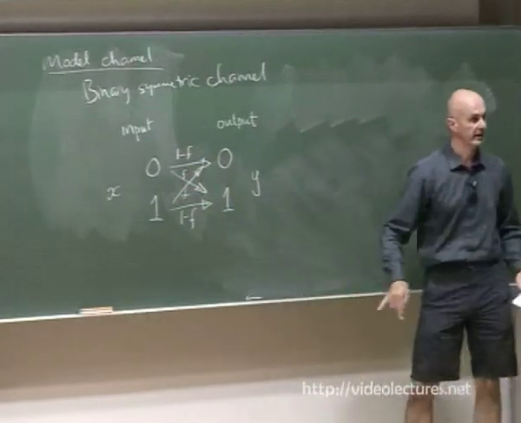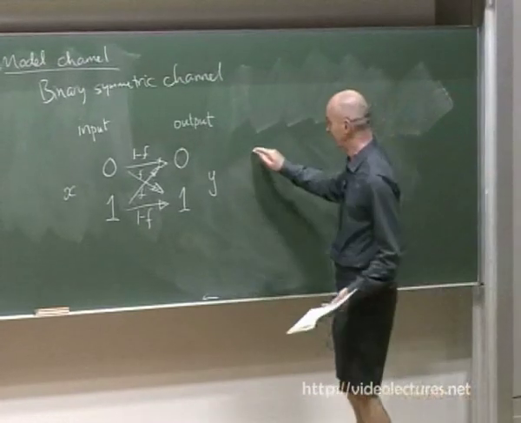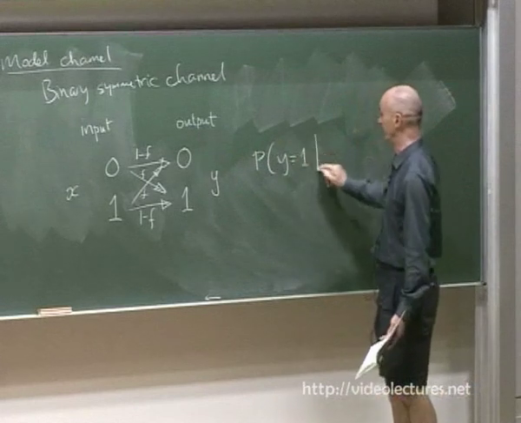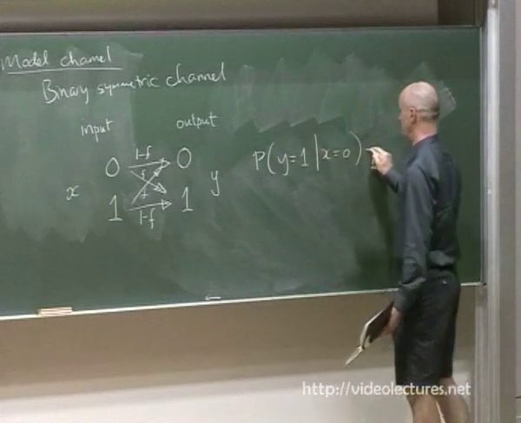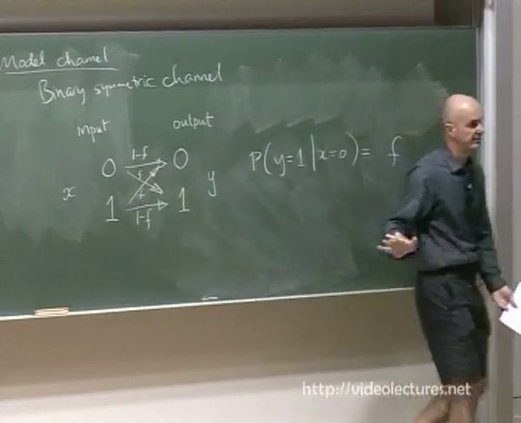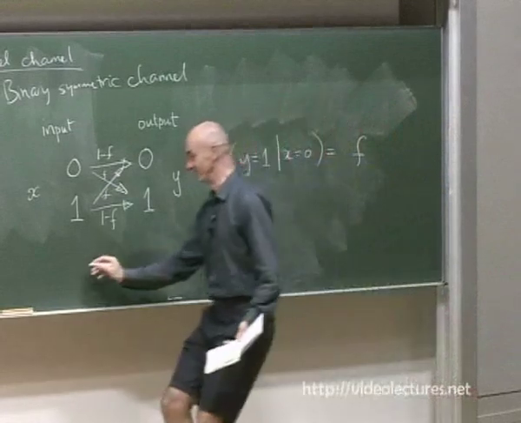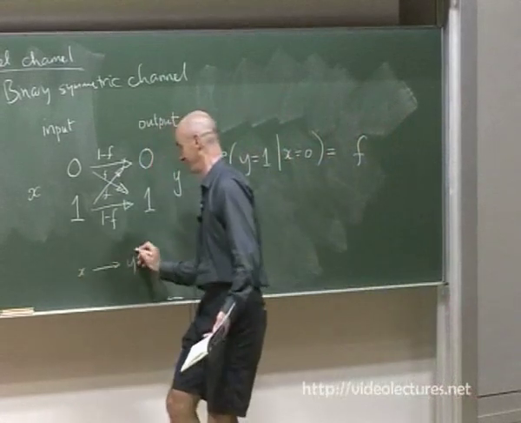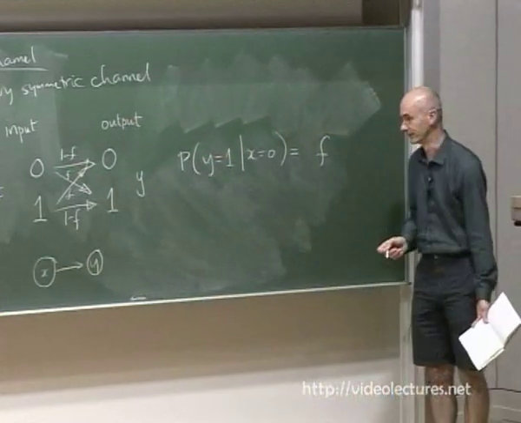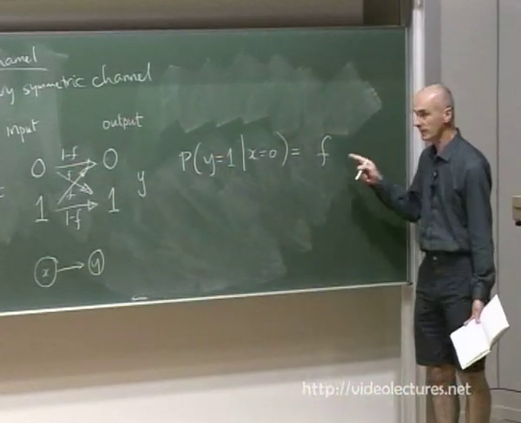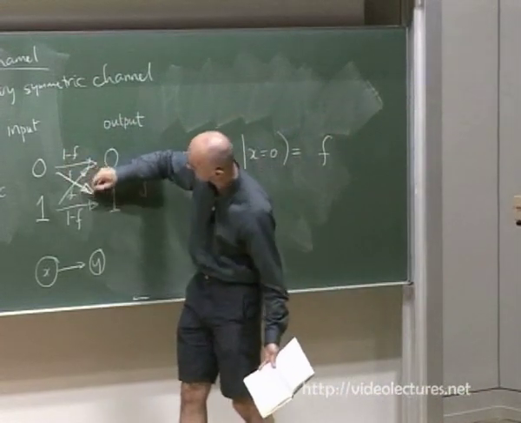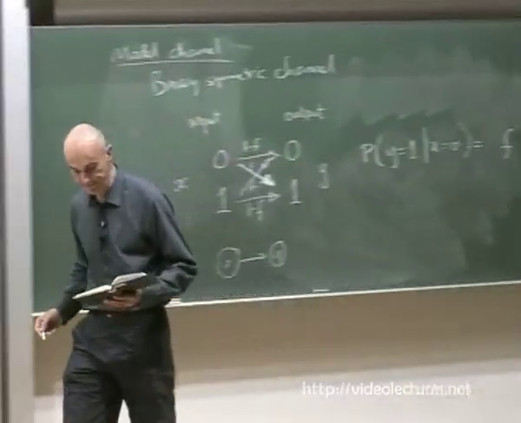This little diagram here is a shorthand for a set of four statements of the form: the probability that Y equals 1, given that X equals 0, is F. That's the meaning of this arrow here with an F on it. So this isn't a graphical model. This would be a graphical model. This is a diagram showing you the probabilities, all right? Okay, so there's four such statements, and the one I've written down is the one for this arrow here.